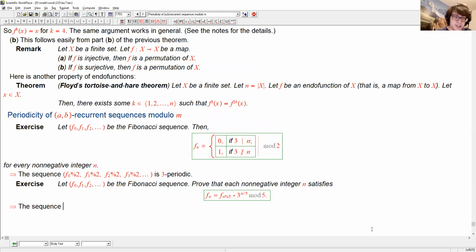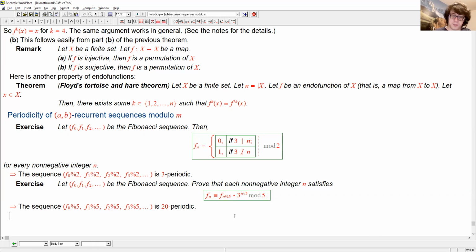This one easily yields that the sequence of remainders modulo 5 is also periodic. To be more precise, 20 periodic. Because this here repeats every 5 values of n, and this, if you look at it modulo 5, it repeats every 20 values of n.